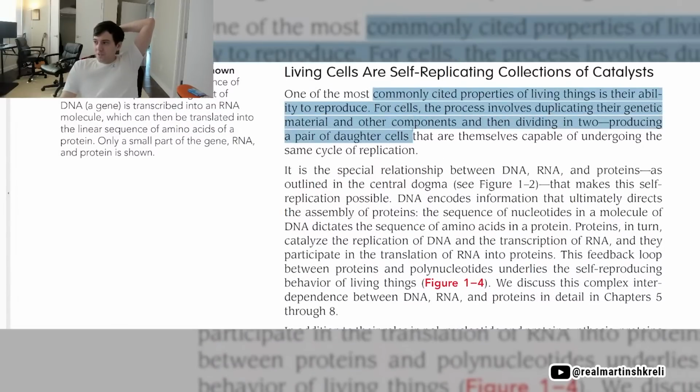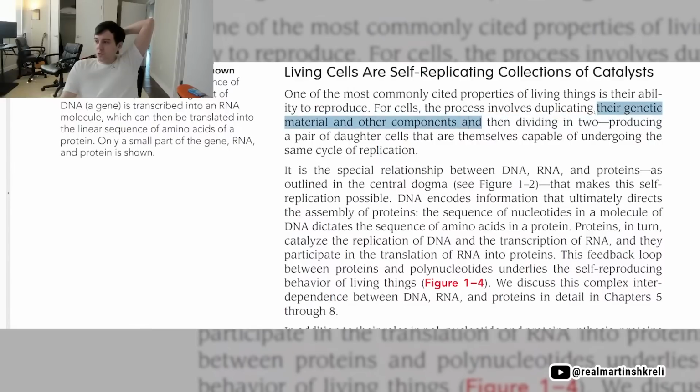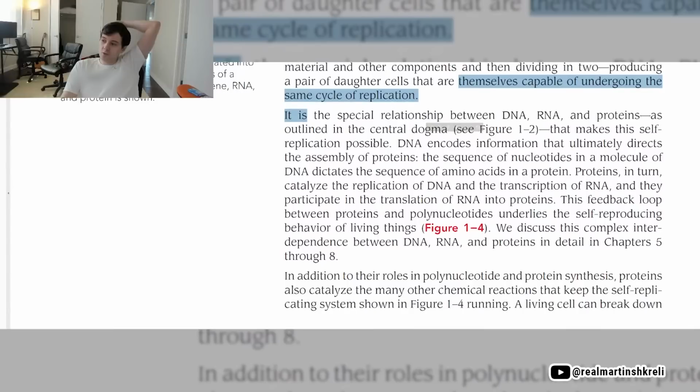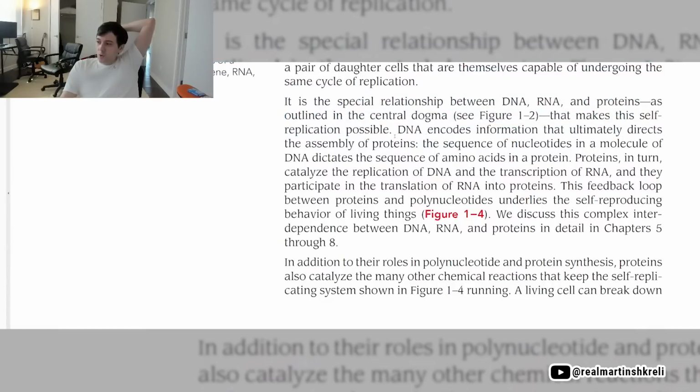One of the most commonly cited properties of living things is their ability to reproduce. For cells, the process involves duplicating their genetic material and other components and then dividing into two, producing a pair of daughter cells that are themselves capable of undergoing the same cycle of replication, sort of an exponential growth. It is the special relationship between DNA, RNA, and proteins, as outlined in the central dogma, that makes this self-replication possible. DNA encodes information that ultimately directs the assembly of proteins. The sequences of nucleotides in a molecule of DNA dictate the sequence of amino acids in a protein.